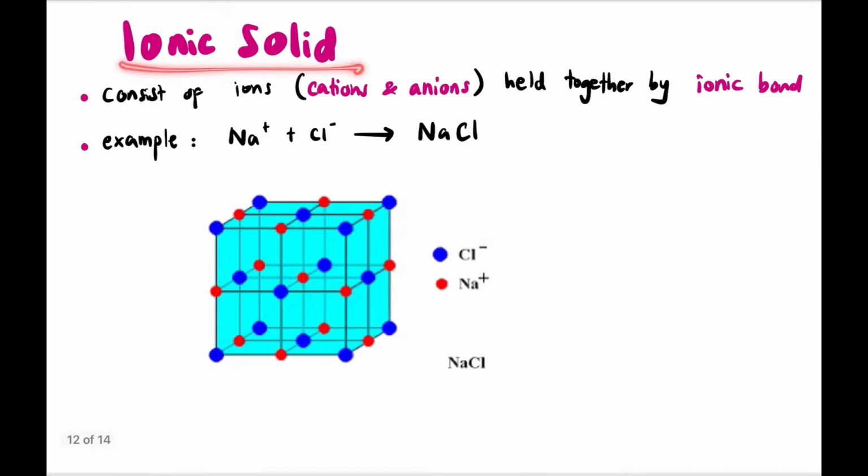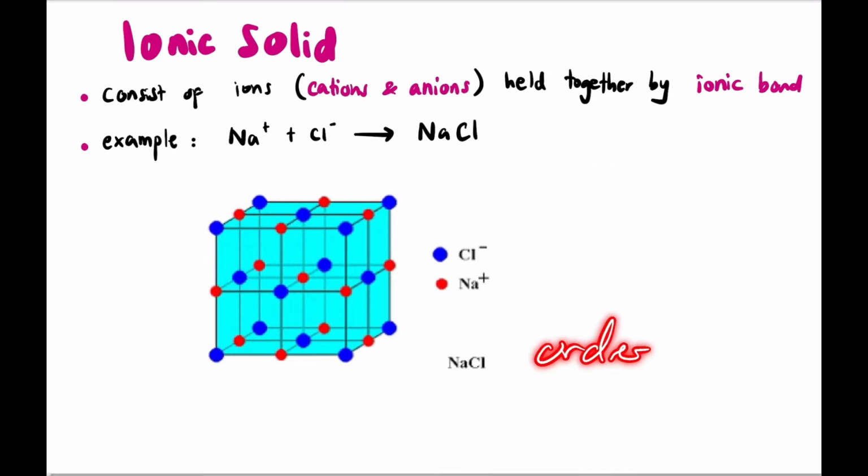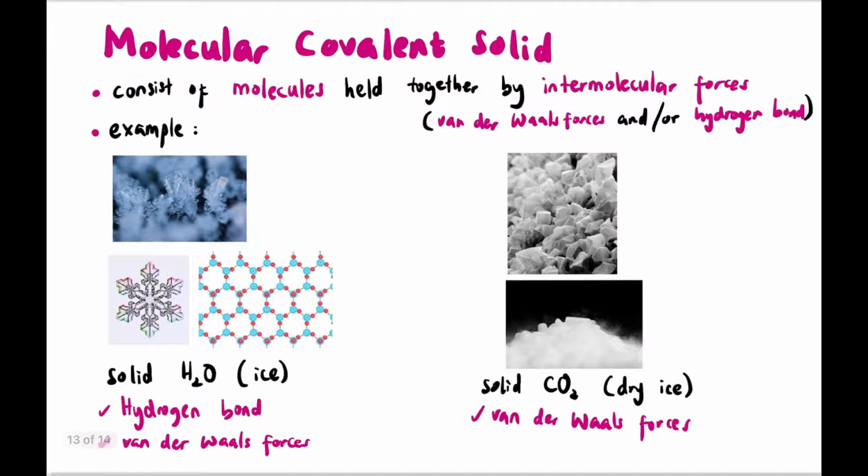Next, we have ionic solid. They consist of ions, cations and anions, held together by ionic bond. For example, Na+ and Cl-, forming NaCl. Everyone's favorite. This is its structure. There are Na+ and Cl- ions, both of them. They are bound very nicely in a regular arrangement and well ordered. We call this a lattice.